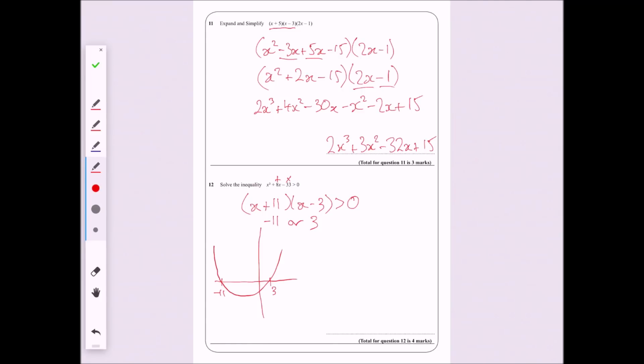Now, it says it's got to be greater than 0. So when it's greater than 0, we want it to be above this line. And you can see that it's going off to the left. So it's got to be less than minus 11 over here. So x has got to be less than minus 11. And to go up here, you can see it's going off to the right over here. So x has got to be greater than 3.